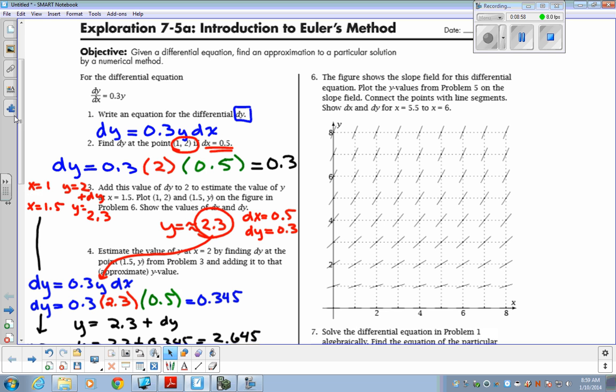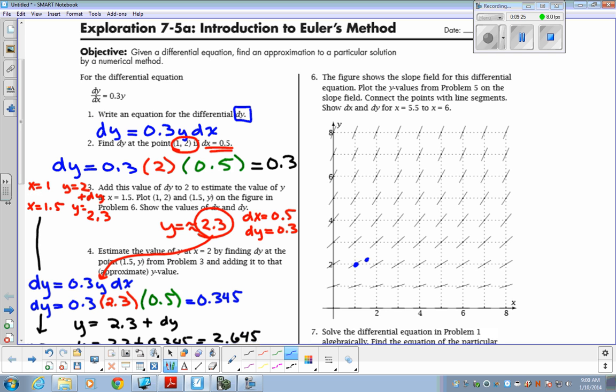So I needed to actually have plotted some points. In number 3, it asked me to plot the point 1, 2 on the graph. So 1, 2 is my blue dot, and then 1.5 with the y value I had, which was 1.5, 2.3. So 1.5, 2.3 is about right there. And then we need to do number 6.